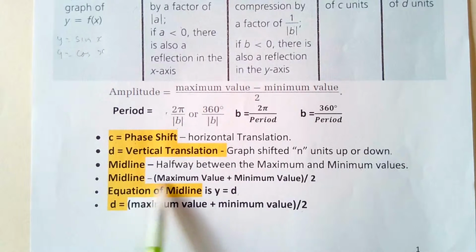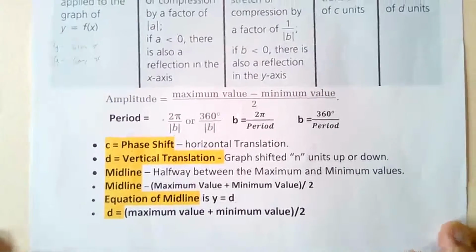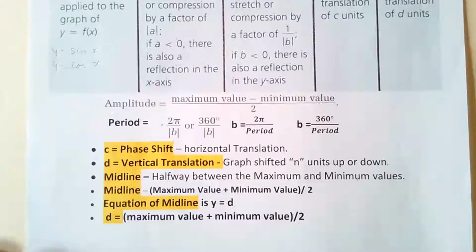I also indicated your midline. Your midline is basically your d value. Whatever your d value is will give you your midline. Okay, let's look at some other examples, and now this is from your textbook.